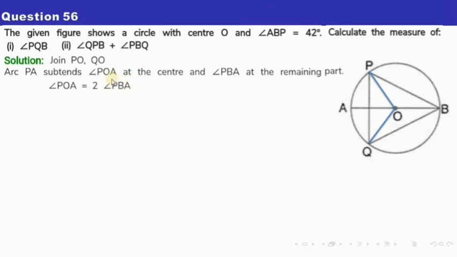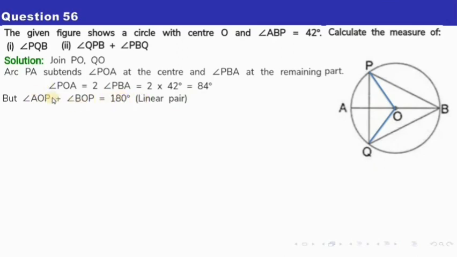And how much is PBA? PBA means this angle, which is given to be 42 degrees. So that's why POA, that means this angle, will be how much? This angle will be 84 degrees. Alright, so we have AOP plus BOP equals 180 degrees. How? Let us see. So AOP means this angle and BOP means this angle, and since this is a linear pair, because we are getting a straight line, so that's why this plus this angle will be 180 degrees.